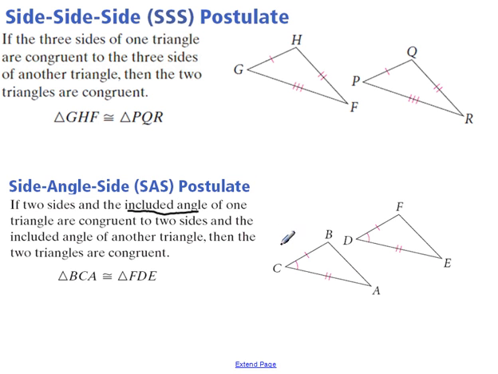The included angle would be the angle that is in between the congruent sides. So you see this angle C over here, it's in between the side that has the tick mark here and the side that has the tick marks here. So included means it has to be in between. So angle D is also the included angle on triangle FDE here.